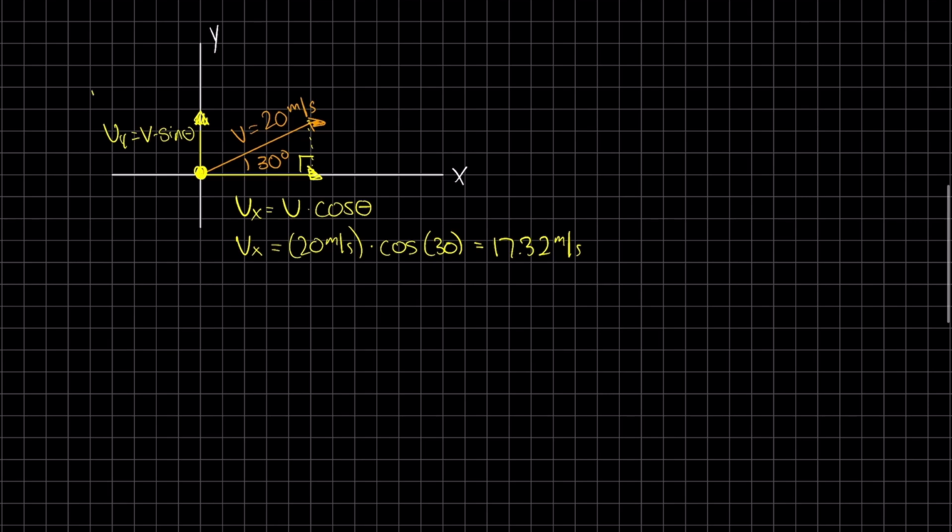For the vertical, we're going to get 20 meters per second multiplied by the sine of 30, and we're going to get 10 meters per second. So remember, this initial vertical velocity is going to be the initial velocity from a free fall perspective, and the horizontal velocity is going to remain constant during the entire motion. This will be how you begin most projectile motion problems.